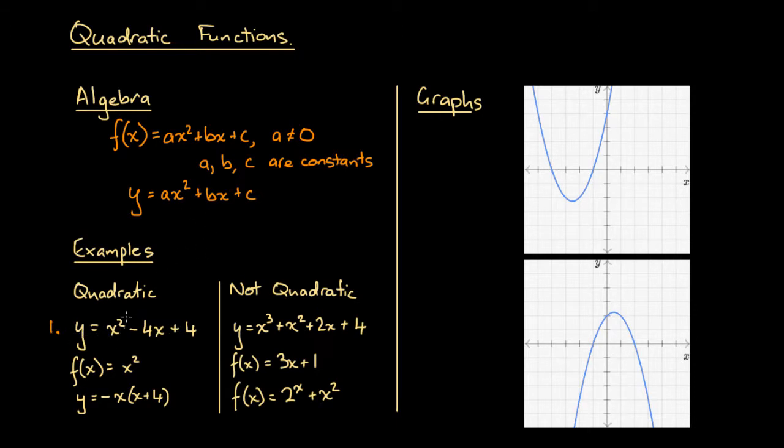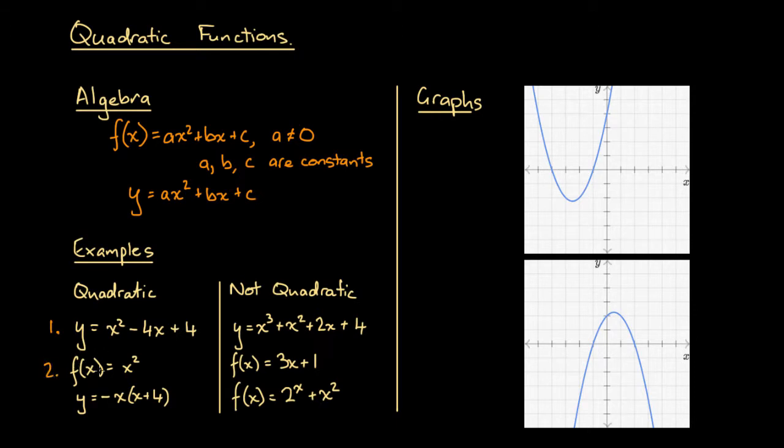We've got 1 times x squared. That's the same as saying x squared. So here our a constant would be 1. We've got minus 4x. That means this b would be minus 4. We've got plus 4. So our c, our constant term here, would be equal to 4. So this is a quadratic function. It follows this form. What about number 2?